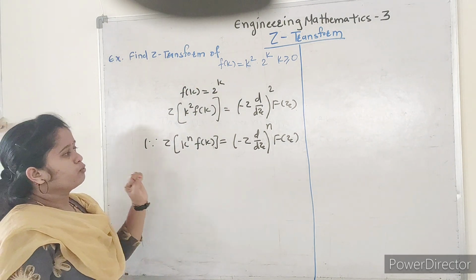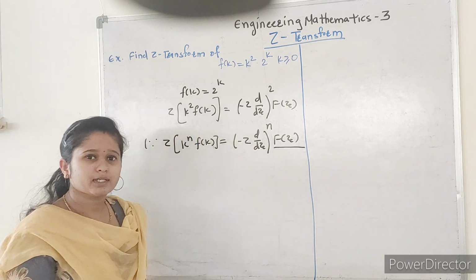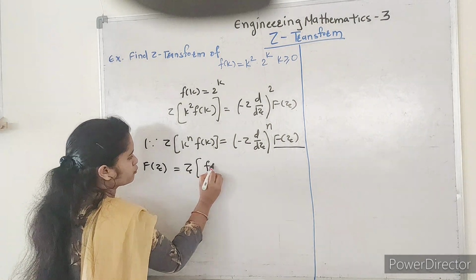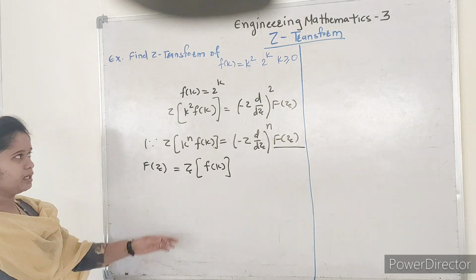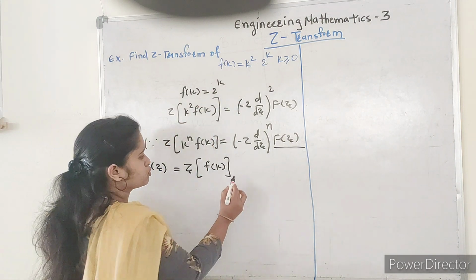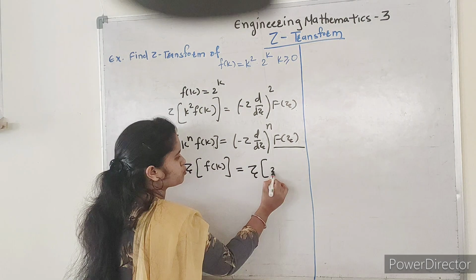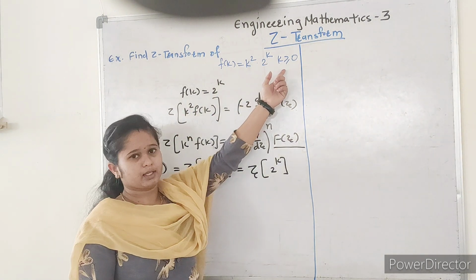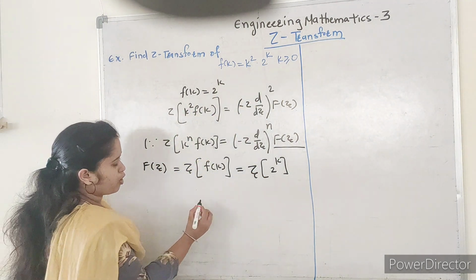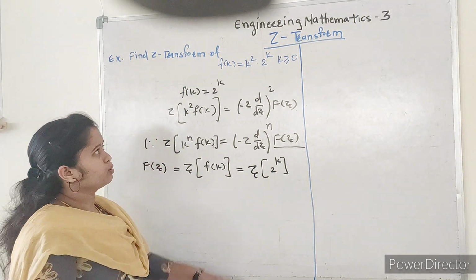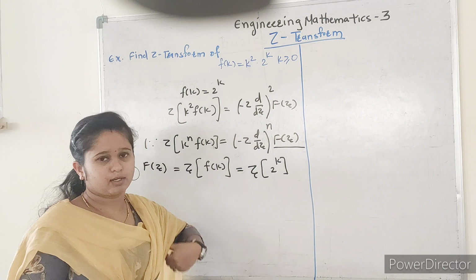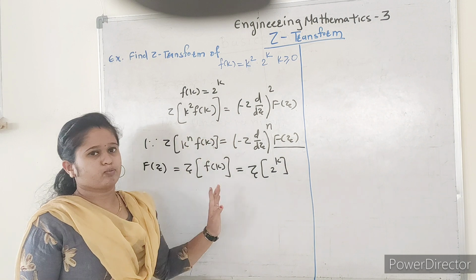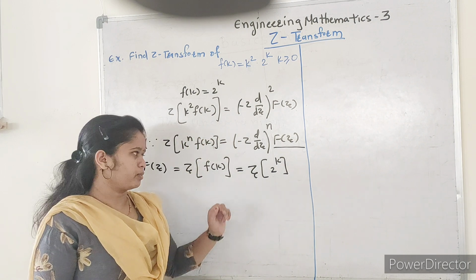So here first we have to find F of z. What is F of z? F of z is the Z transform of f of k, correct? Here f of k is 2 raised to k. So first we find Z transform of 2 raised to k. But here k is greater equal 0. This sequence is of the form a raised to k for all values of k greater equal 0. For this sequence we already solved the Z transform in the standard sequences topic.